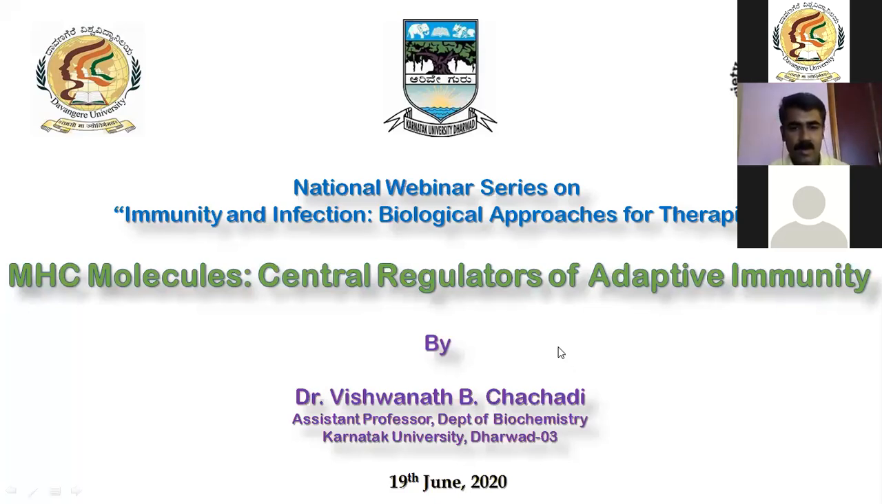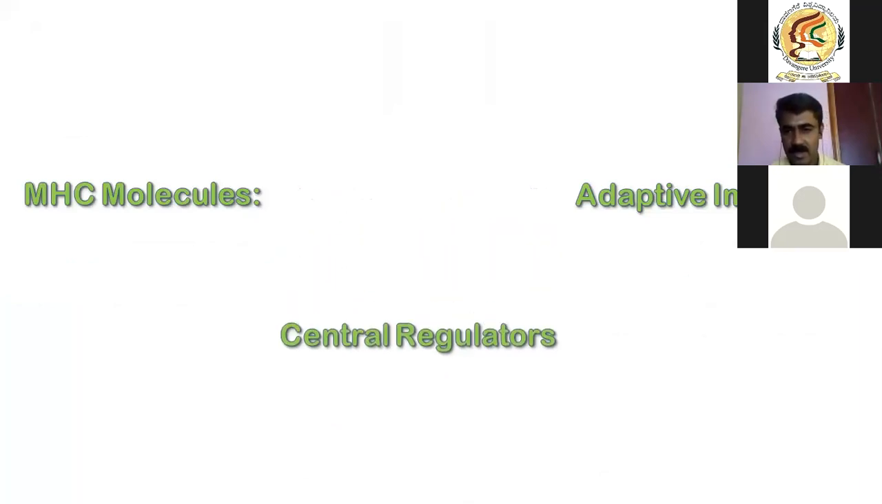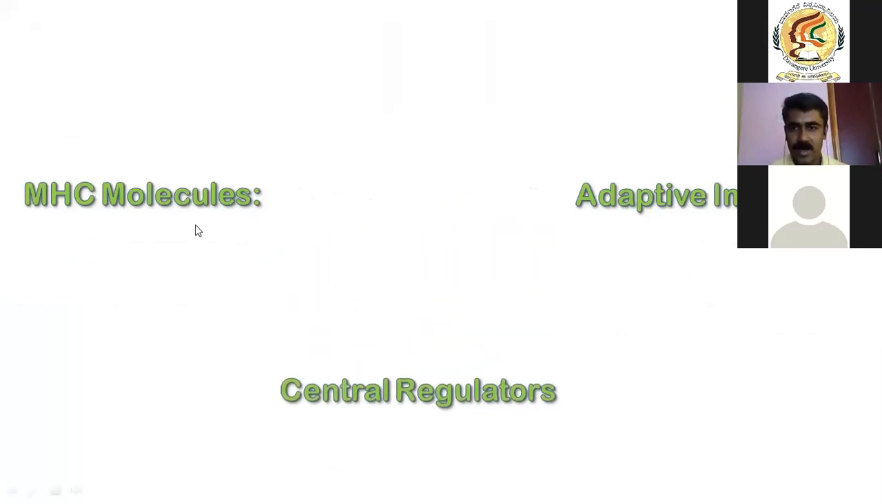Okay, so my topic is, because I was asked to give a seminar under a heading called Immunity and Infection: Biological Approaches for Therapies. So what I thought is, let me talk about something very basic, that is very important. So that's why I have chosen the topic, MHC molecules, central regulators of adaptive immunity. I have divided this topic into three parts: MHC molecules, adaptive immunity, and how these two aspects are connected.